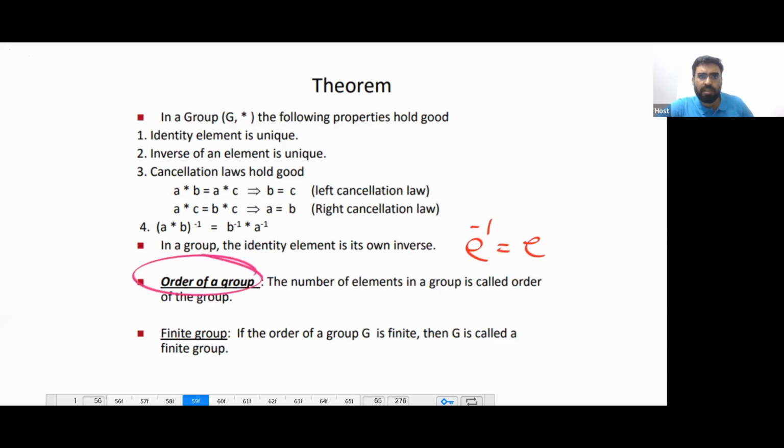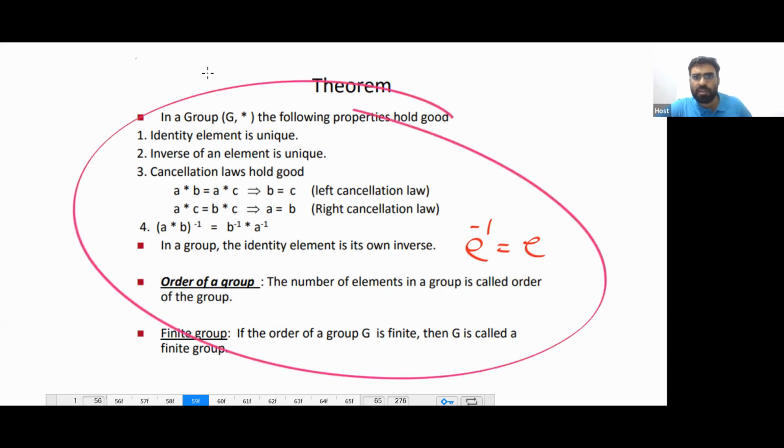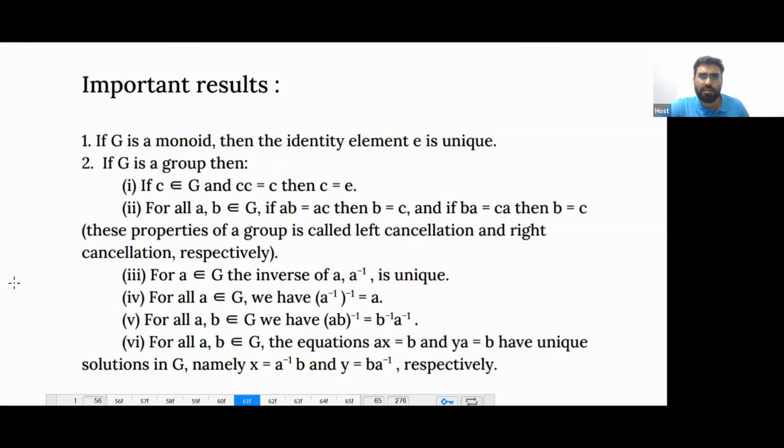What is the order of a group? That is the number of elements in the group. This is the order of a group. A finite group means the number of elements is finite. All these are the properties we have already seen, and proofs we have seen. Is this property we have seen, right? If C square equals C, then C is equal to E. C square equal to C means this C is working as E. So you can notice that if you have a group, then these properties will be satisfied.